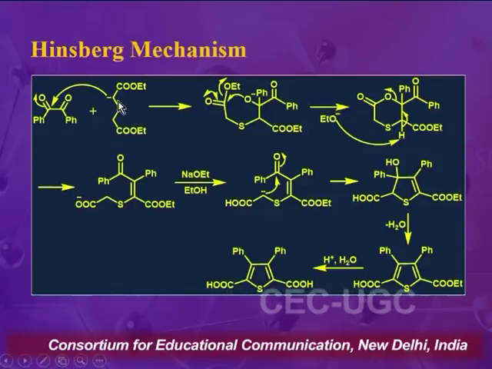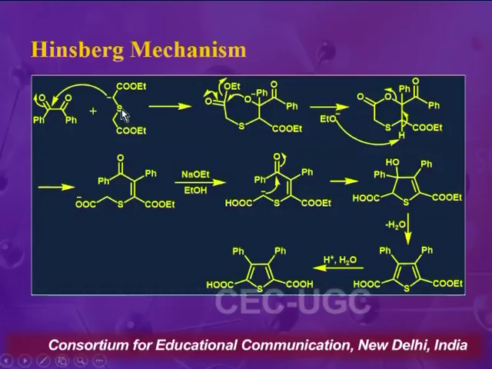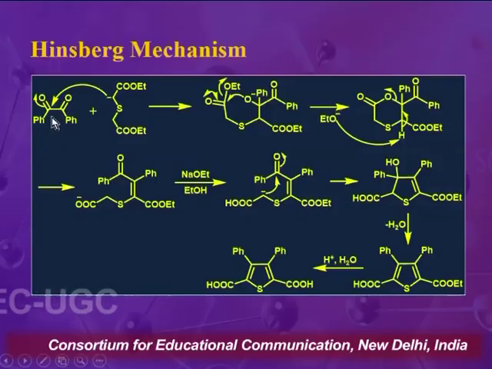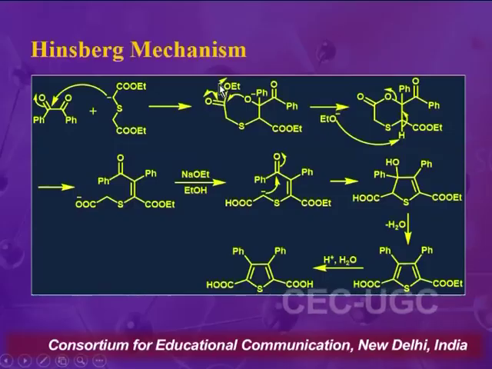The acidic proton of diethyl thiodiacetate will be abstracted by the base, and there will be formation of a carbanion. This carbanion will attack the electrophilic carbon of benzil, and there will be formation of this intermediate. Then in this intermediate there will be nucleophilic addition followed by elimination reaction. Nucleophilic addition will take place on the electrophilic carbon of the carbonyl group, and there will be elimination of ethoxide ion to form a cyclic intermediate.